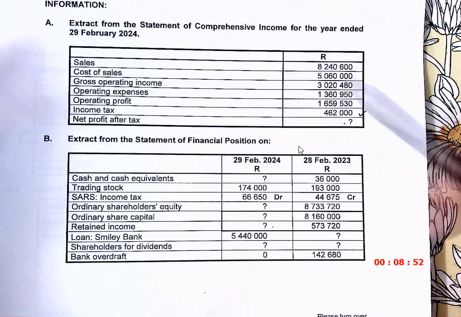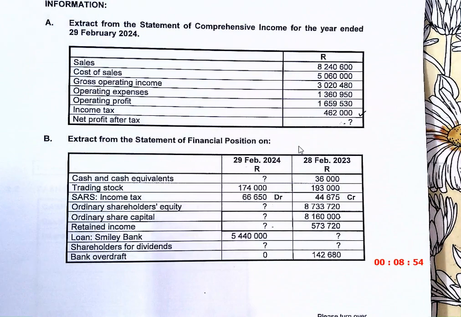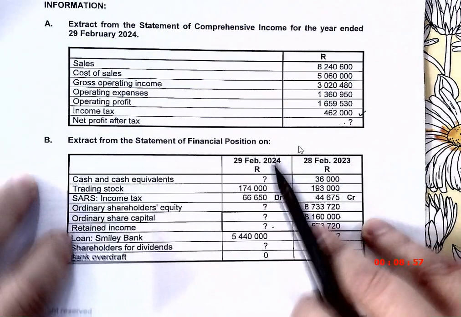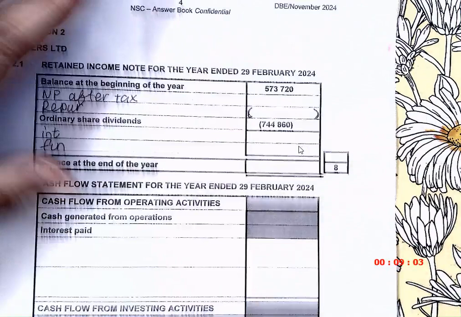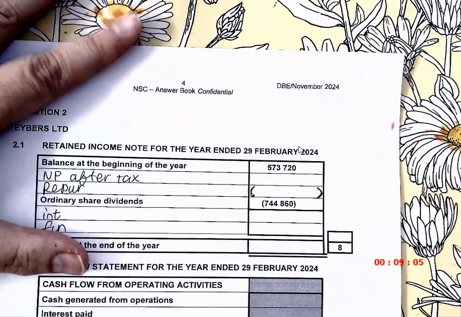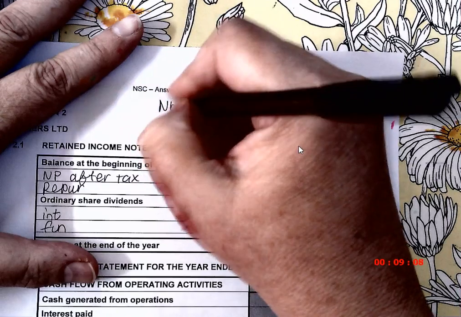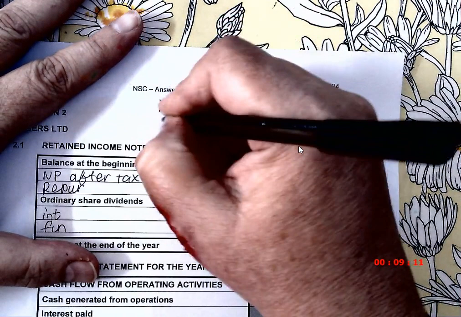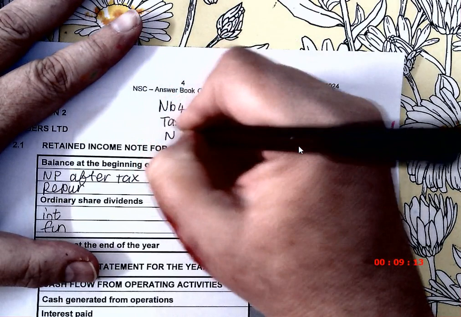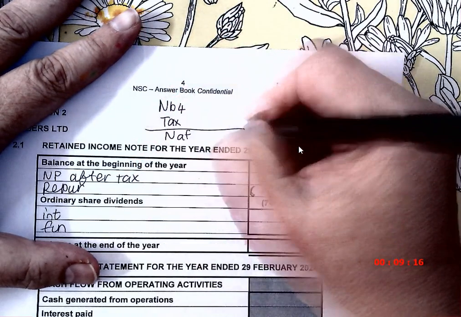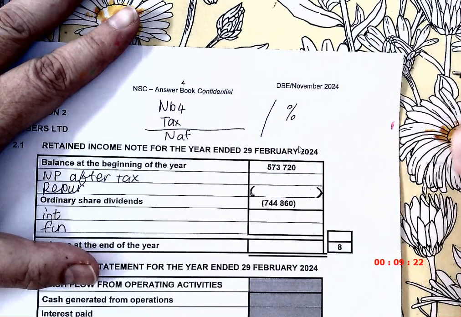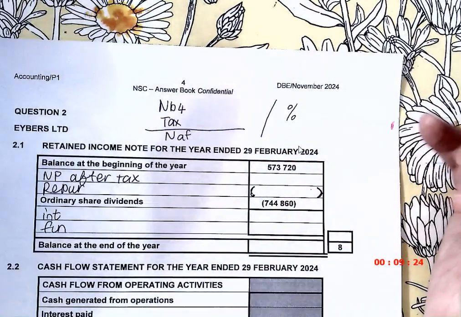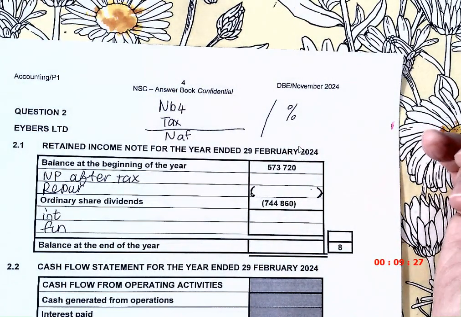Help me here. Can you see any way that I can get net profit after tax? The only way I can get net profit after tax is if they give me net profit before, and they give me tax, then I get after. That's the one method. The other method is they have to give me a percentage. Did they give me either one? No. So am I going to keep on trying to figure this out? No.